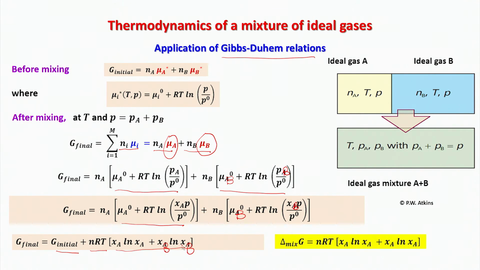Therefore, in general, I can write that delta G mixing, which is G final minus G initial, is equal to nRT times xa ln xa plus xb ln xb. So what is small n here? Small n is nothing but Na plus Nb, the total number of moles of the two ideal gases present in the system.